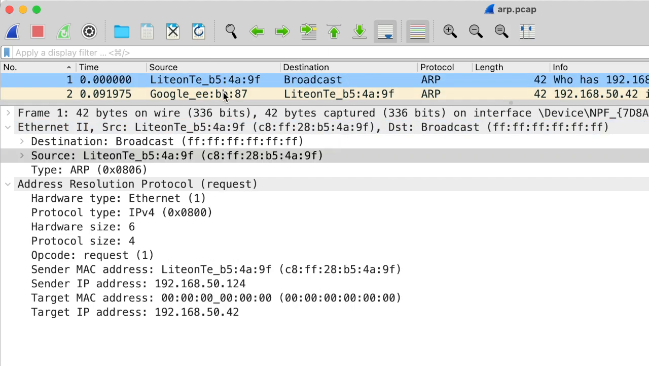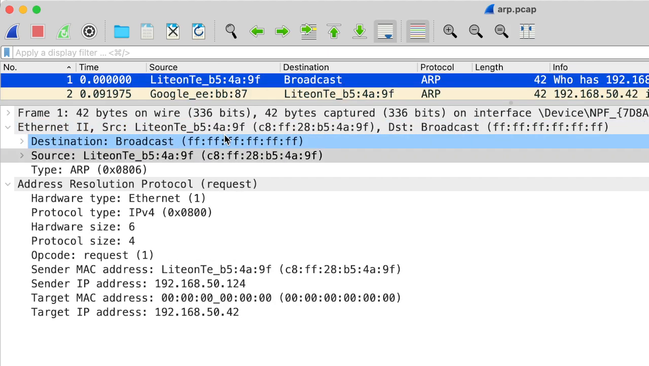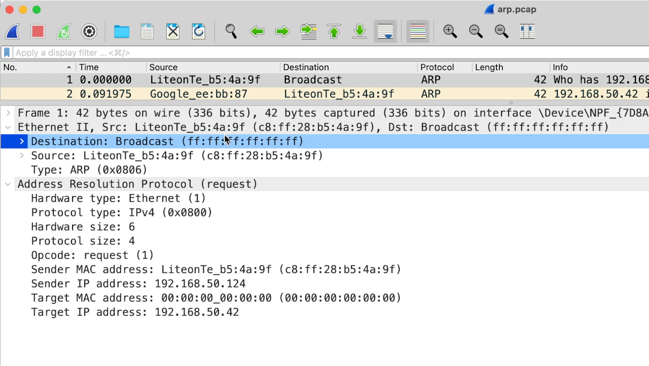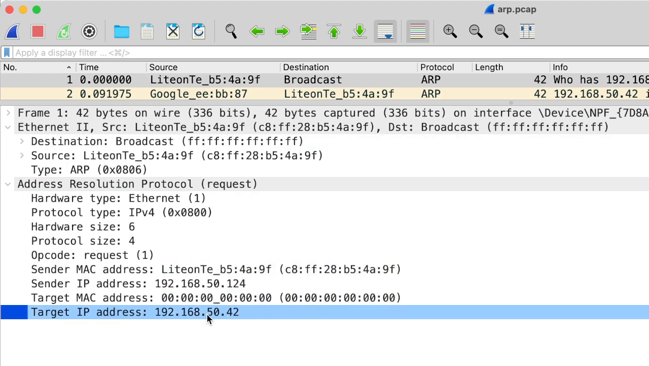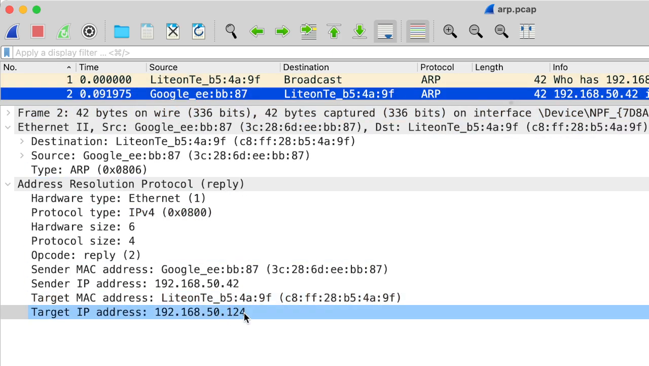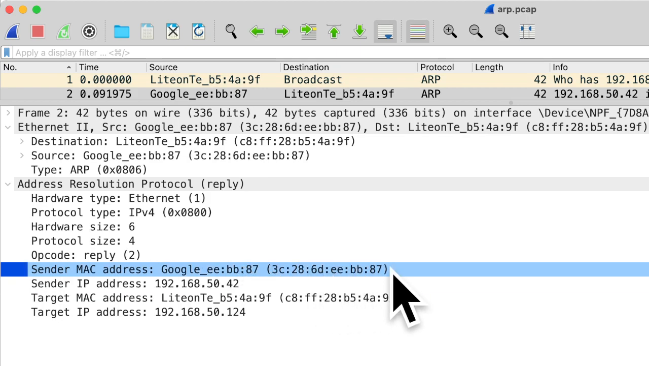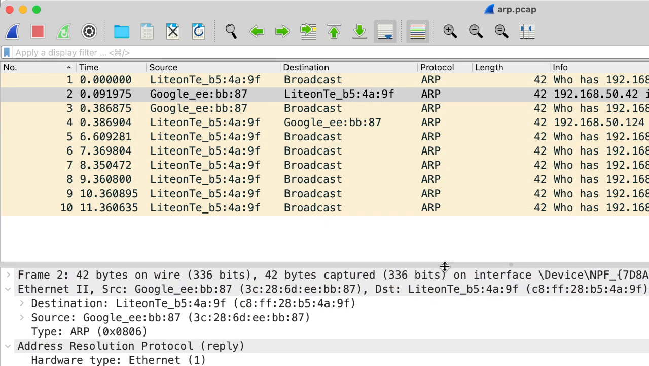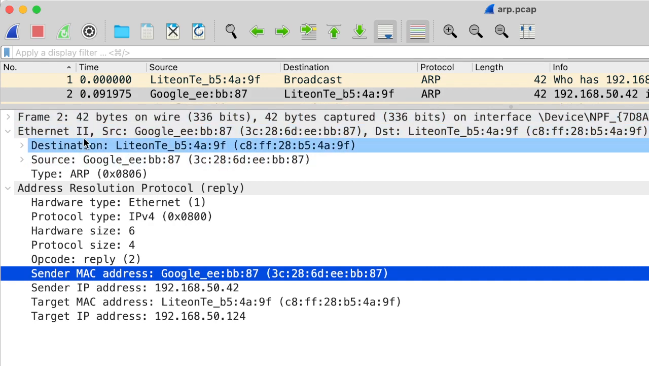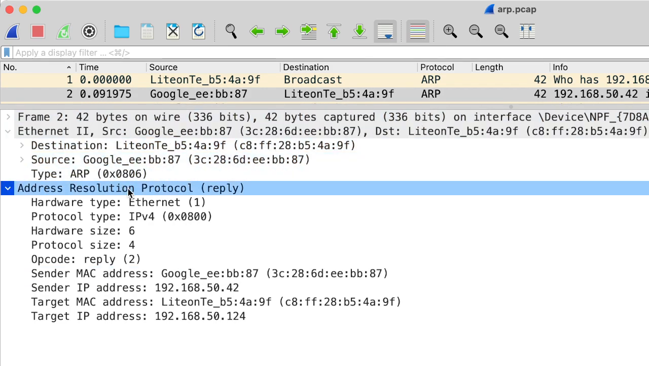Okay, so that is a pair of ARP. One uses broadcast to request information about 50.42, and the answer is from 50.42. The answer to the question is right here: its corresponding MAC address. By doing so, we can know the structure of the Ethernet frame, and this is an example of the ARP protocol. That's how they do ARP request and ARP reply.